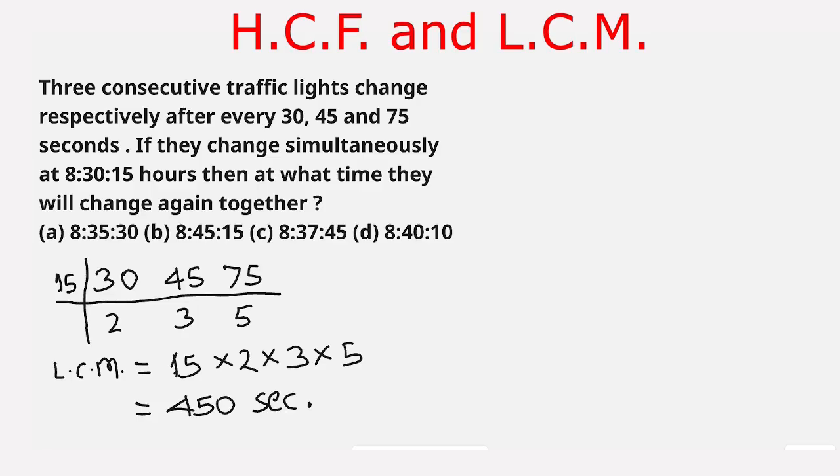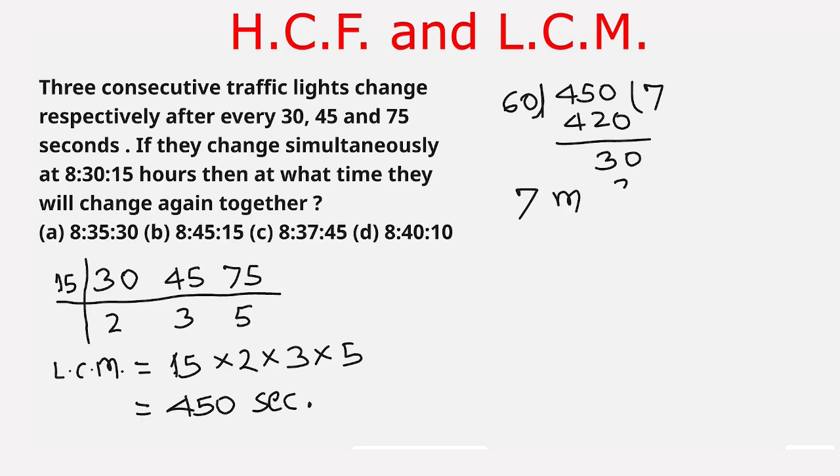Now we convert these 450 seconds into minutes. 450 divided by 60. 60 times 7 is 420. 450 minus 420 is 30. So this is equal to 7 minutes and 30 seconds. Now we add this to our starting time. Our starting time was 8 hour 30 minutes and 15 seconds. Now we add these 7 minutes and 30 seconds.